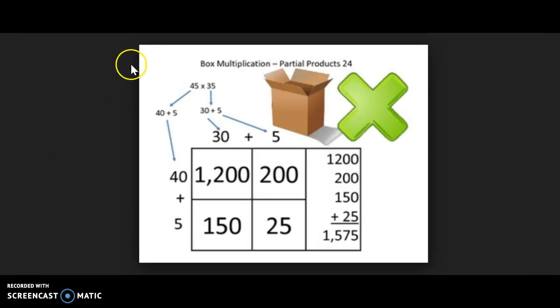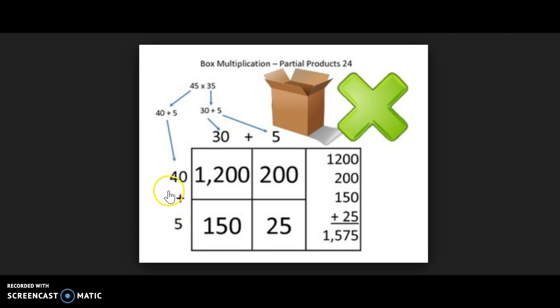And so you can see in this problem, 45 times 35. The 45 is broken or decomposed into expanded form to make 40 plus 5. And in this example, the 40 and the 5 were put vertically. And then the 35 is broken into expanded form to make 30 plus 5, and those are placed along the top. Now, because we can multiply in any order, the 45 could have been put here and the 35 could have been put here, so it doesn't matter.